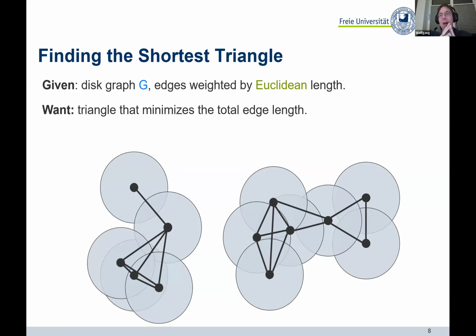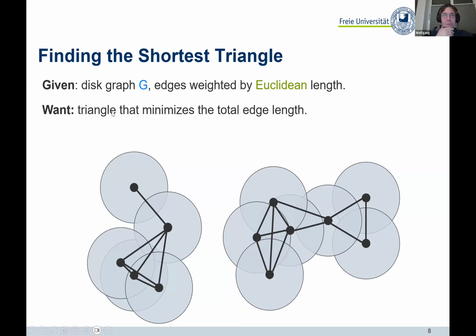Maybe one thing that's also interesting. Now I talked about the unweighted case, but this idea can also be generalized to find the shortest triangle. So now the question is slightly different. Again, we have a disk graph. And when I say we're given a disk graph, you don't have the graph explicitly, but it's given implicitly by a point set and associated radii. And now the edges have weights. The length of an edge is just the Euclidean length, the distance between the endpoints. And what we want to do is find a triangle in this graph.